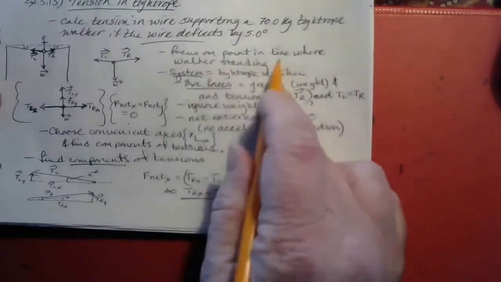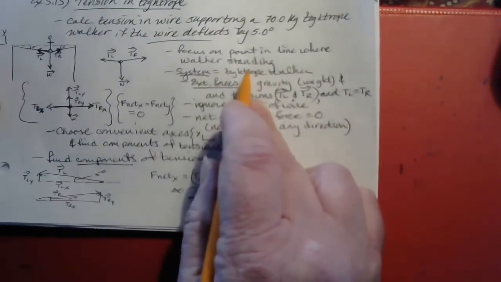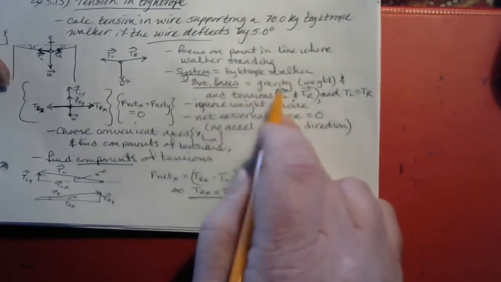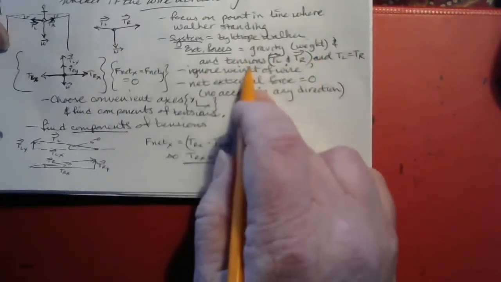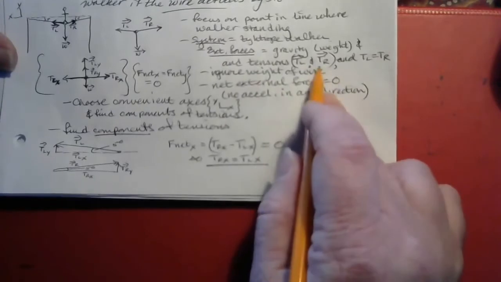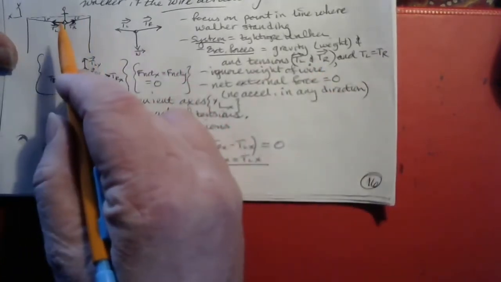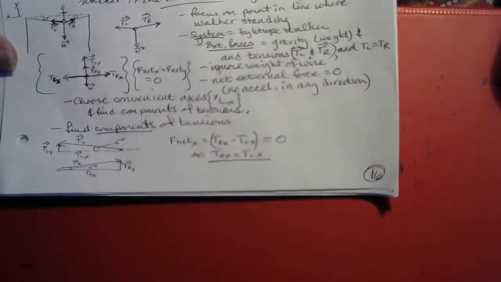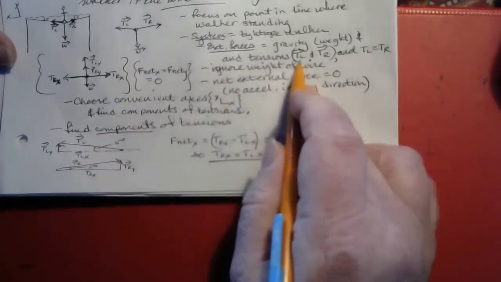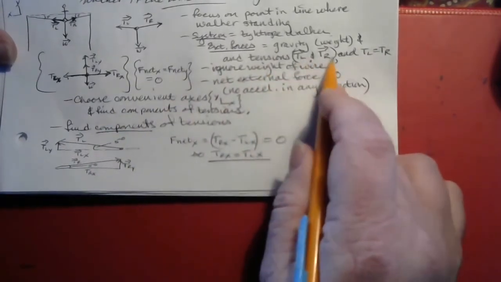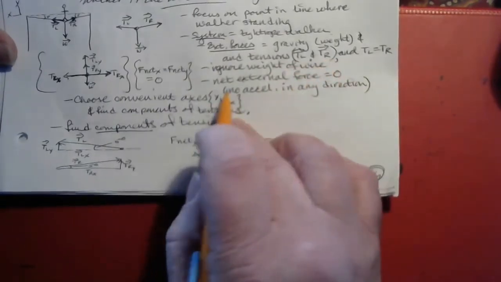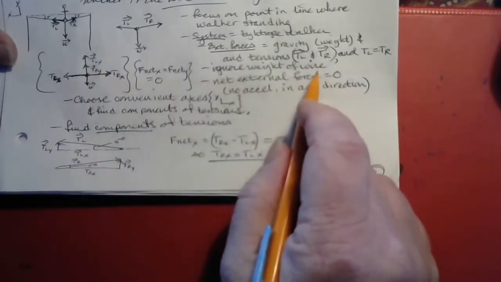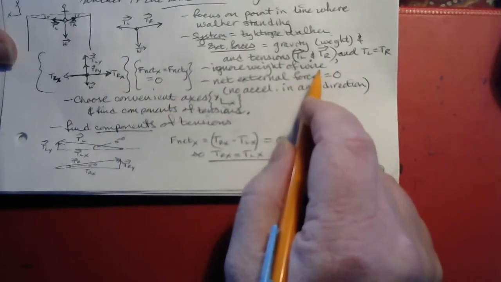So we're going to focus on the point in the line where the walker is standing at any given moment. And the system will be the tightrope walker himself. The external forces will be gravity in the form of weight, and also the tensions in the line. Since he's in the center of the rope, well, I didn't quite draw it quite that way, but assume that he is standing in the center of the rope, and therefore the tension to the left is the same as the tension to the right. Okay, that makes things a little bit easier. And we can ignore the weight of the wire. We basically need to, unless we want the problem to become a lot more complicated.